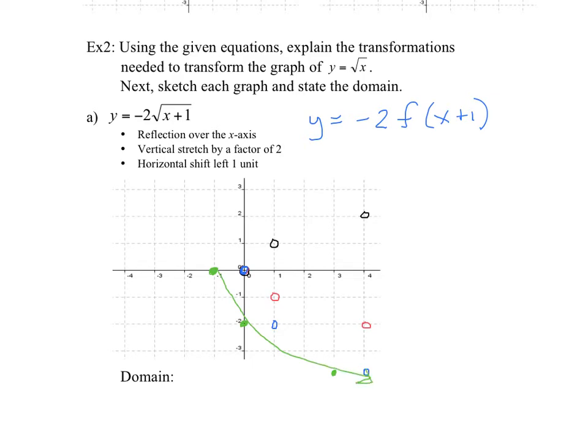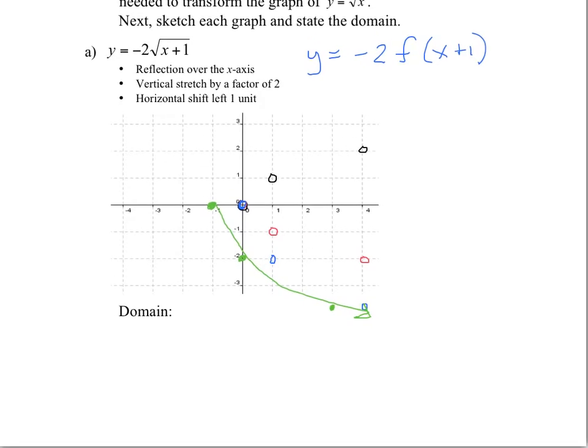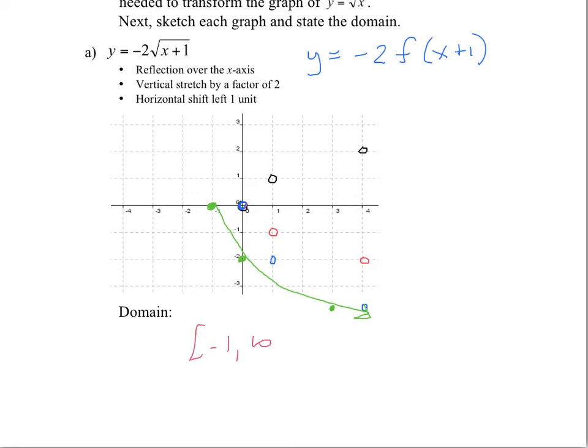Perfect. Okay, so the last thing we're going to do, just state the domain. Notice that the only transformation that had anything to do with the x values, okay, so that's any transformation here, because that's where the domain is attached, is just 1 unit to the left. So before we were from 0 to infinity, so now our new domain is negative 1 to infinity.